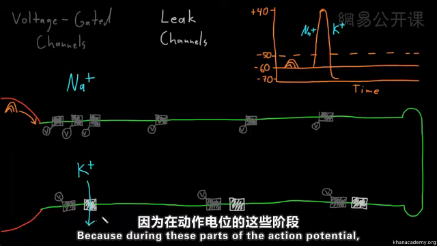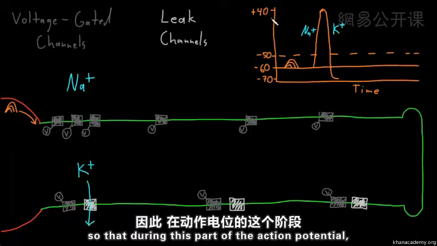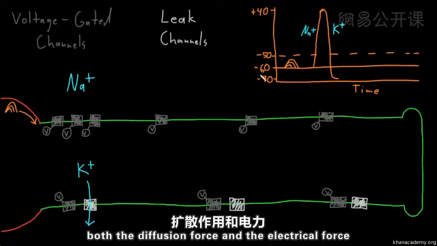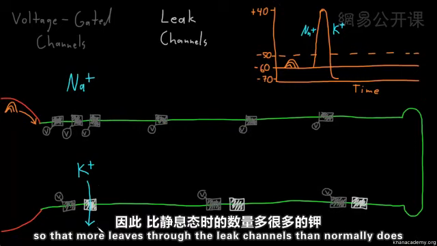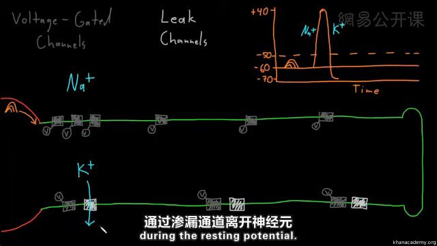Now, a little potassium is exiting through the leak channels at the resting potential, but even more potassium than normal starts to exit because during these parts of the action potential, the membrane potential is positive, so that during this part of the action potential, both the diffusion force and the electrical force are strongly trying to drive potassium out of the neuron, so that more leaves through the leak channels than normally does during the resting potential.